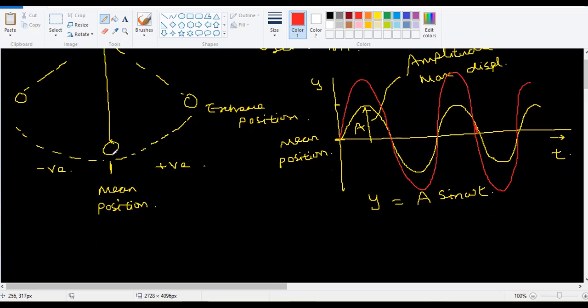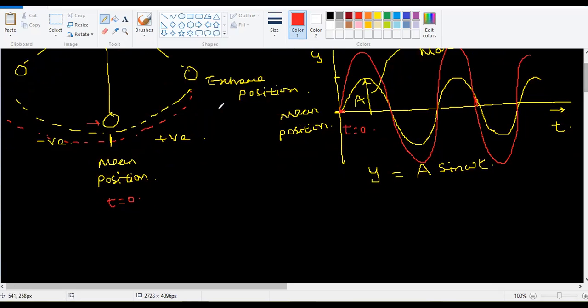Suppose you start the oscillation, right? Suppose you keep it in the center and I give a push here, which means when time t is equal to 0, it is at mean position. So you see when time t is equal to 0, I'm at mean position. After some time, it will come to the extreme position, and then again it will come back to its mean position. Now it will be traveling in the negative direction.